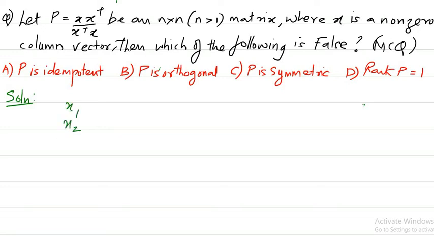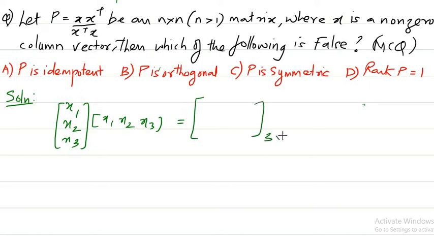Suppose I take my x to be this particular column vector, and I'm going to find x times x transpose. So x transpose is this row vector. If I multiply, what I get is a 3 by 3 matrix, right? In general, if you take an n vector x1 to xn and its transpose and multiply, you get an n by n matrix.